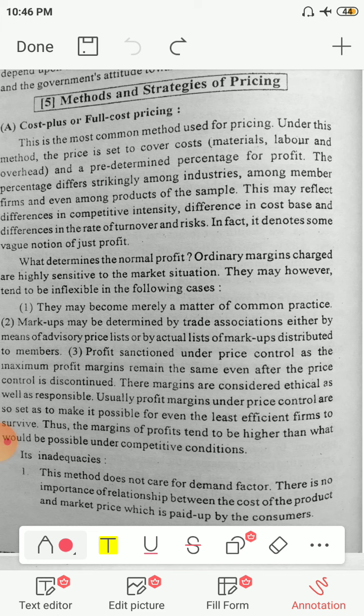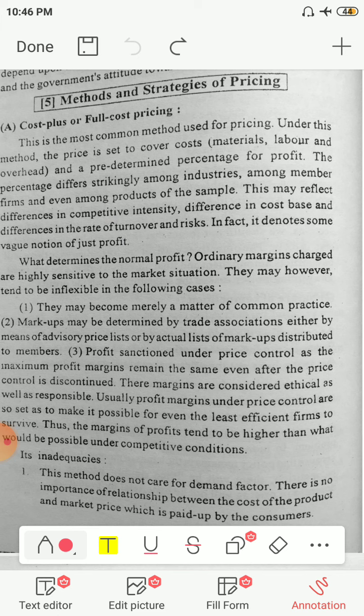What are those situations? First, they may become merely a matter of common practice. Sometimes it is just a matter of common practice. Daily we are deciding price, and daily we cannot change the profit margin. If the cost changes, then we will simply add up profit, and whatever price we get, we will charge that price in the market.